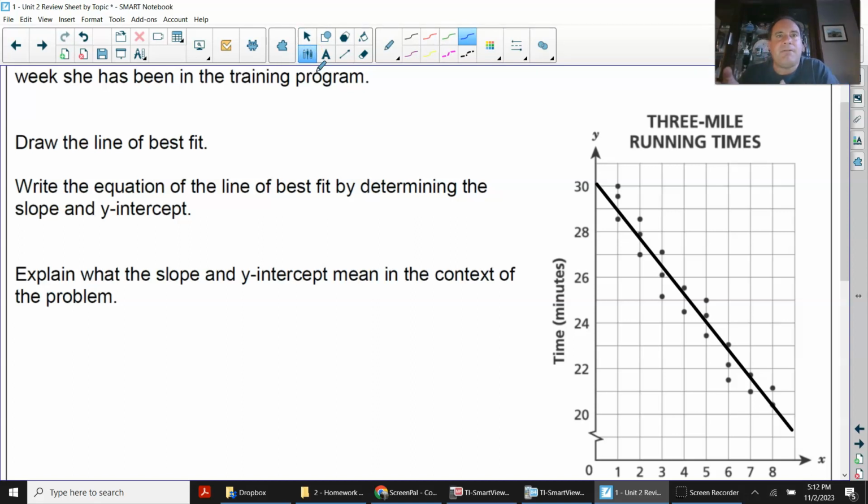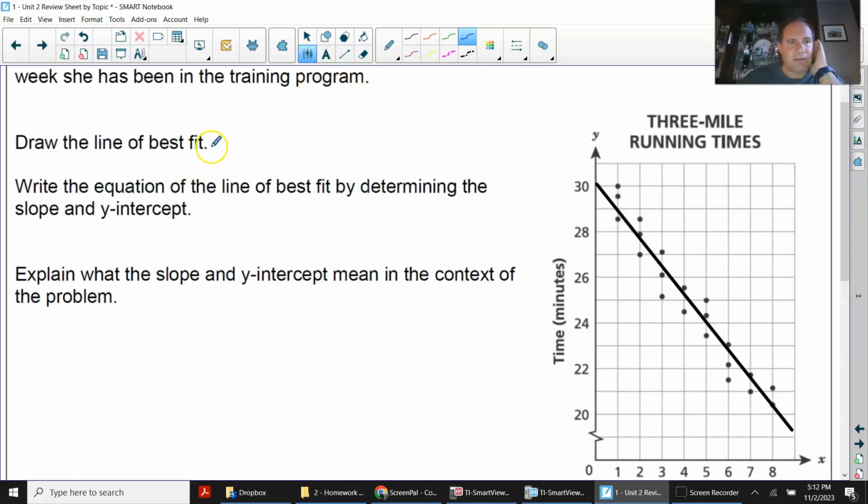It could be right above 30, and you could say it's 32. But just keep in mind, when you're drawing it from the y-axis, that you're going to have to eventually use that y-intercept right there to create the equation of a line.